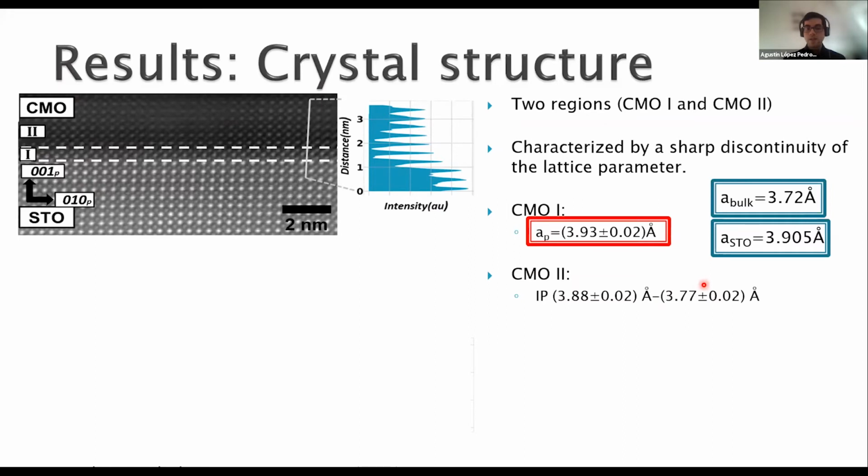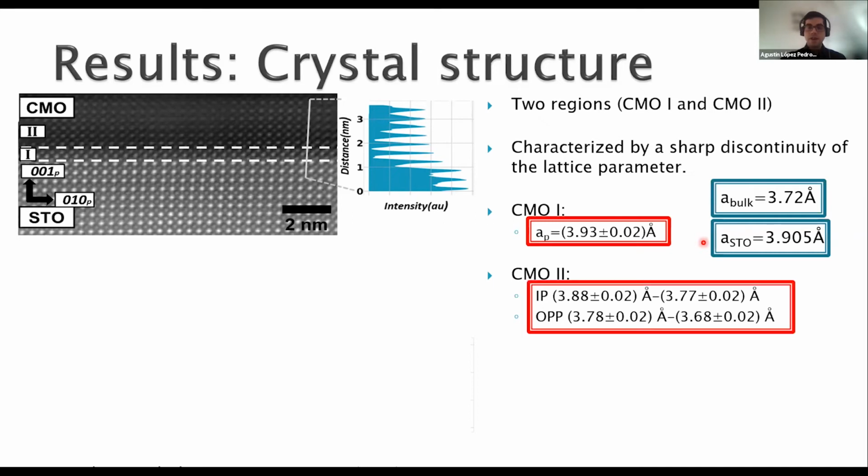And we observe a similar result in the case of the out-of-plane lattice parameter. In both cases, when we are far away from the interface with the substrate, the lattice parameter relaxes, trying to approximate the bulk lattice parameter.